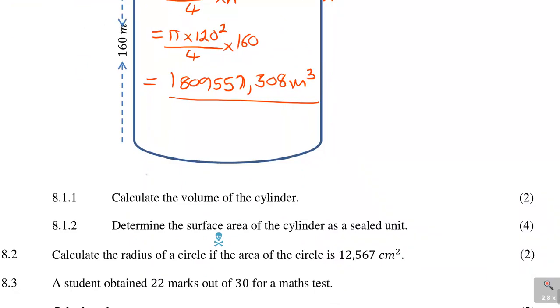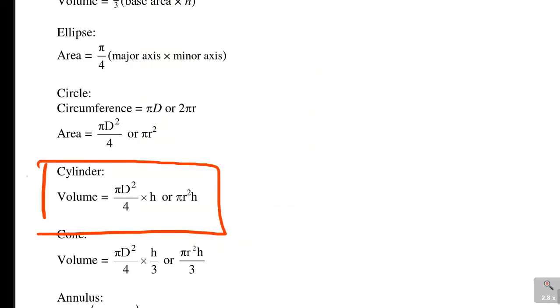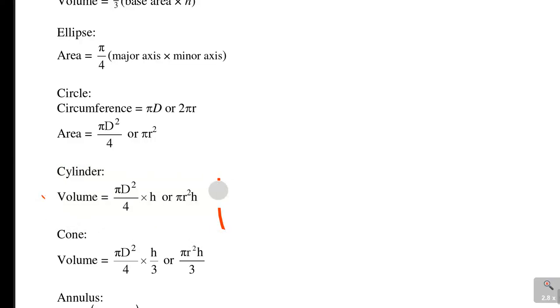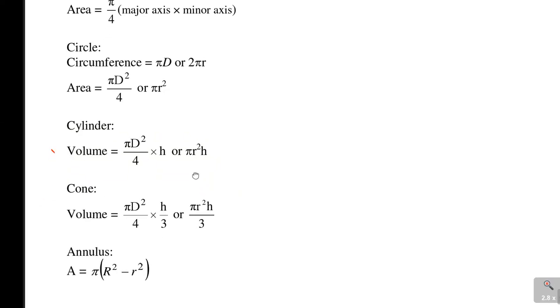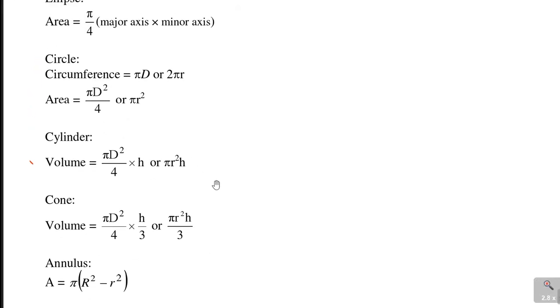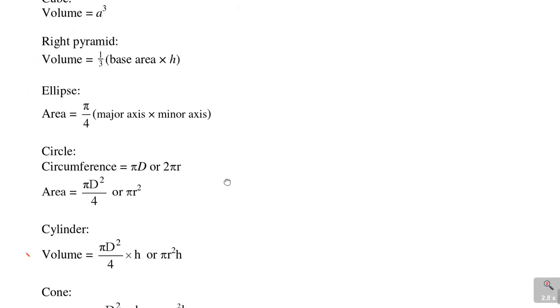And then they say, determine the surface area of the cylinder as a sealed unit. Sealed unit is very important. Now, when they talk about the surface area, again go to the formulas. And we are done with the cylinder volume. Let's look for the area. If ever we have a surface area for the cylinder, we have volume.